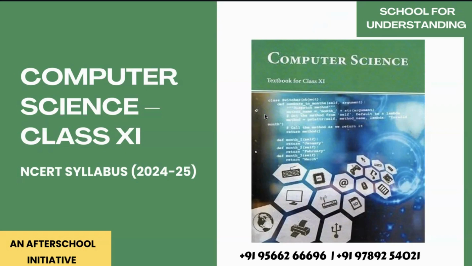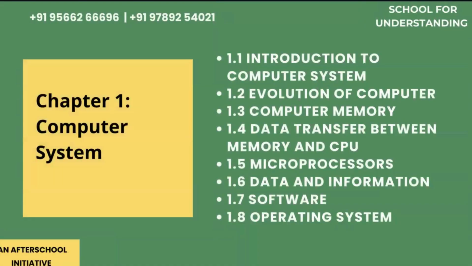Hello everyone. In this video, we are going to cover the complete NCERT Class 11 Computer Science syllabus. Let's take a look at each chapter and its sections to get a clear picture of what you will be learning. Let's get started. Chapter 1, Computer System, where you will understand the fundamentals of computing, starting with Introduction to Computer System, then Evolution of Computer, followed by Computer Memory, next Data Transfer between Memory and CPU, then Microprocessors, followed by Data and Information, next Software, and finally Operating System.